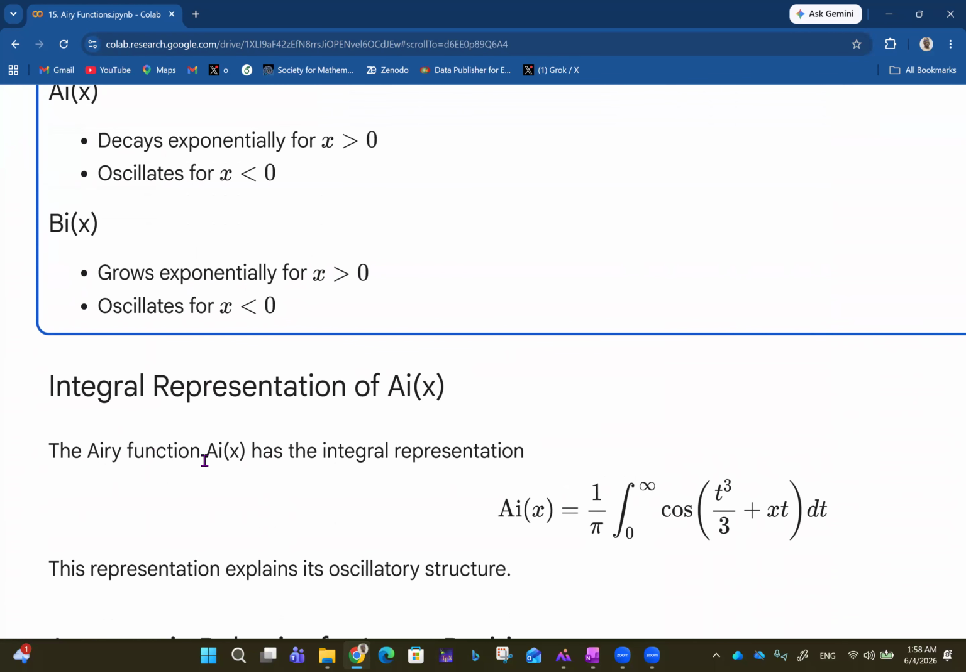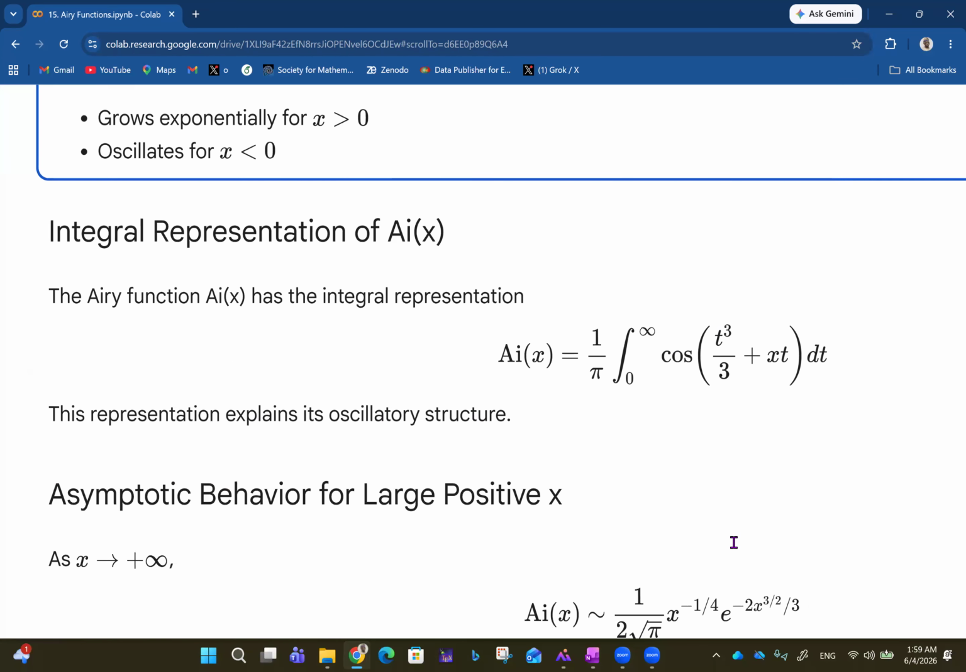So then you have the integral representation of Ai(x). The Airy function Ai(x) has the integral representation Ai(x) equals 1 over pi times the integral from 0 to infinity of cos(t cubed over 3 plus xt) dt. This representation explains its oscillatory structure. So you can see the cosine will cause some oscillation right there.